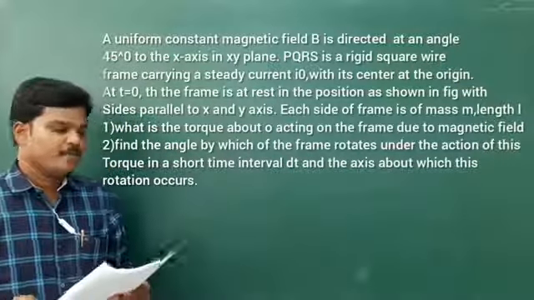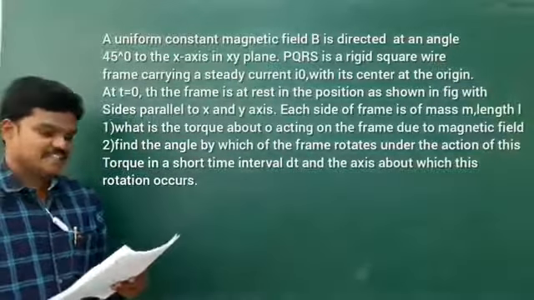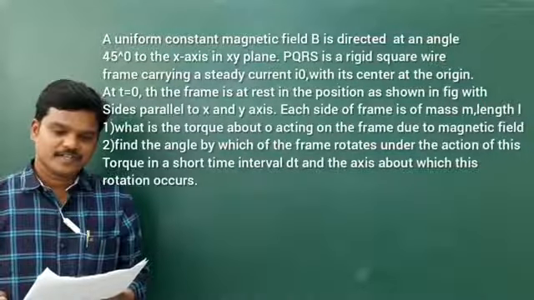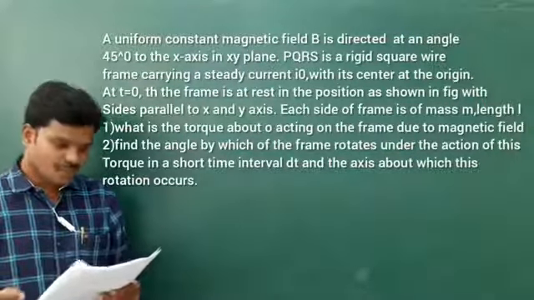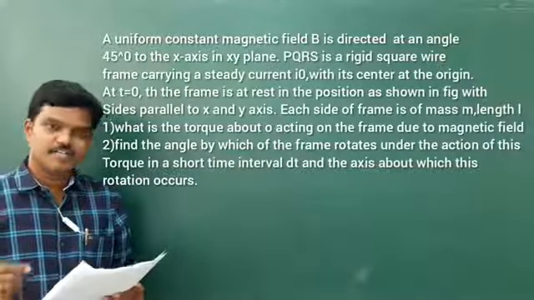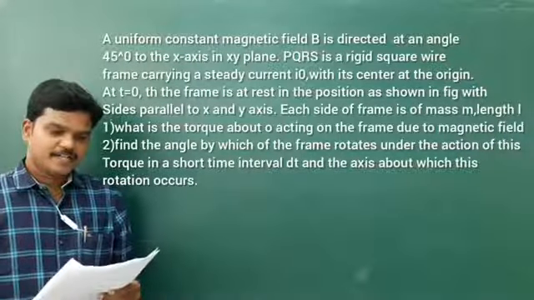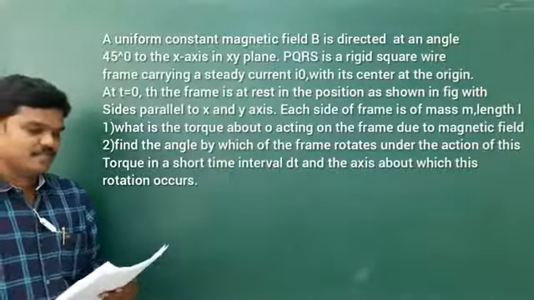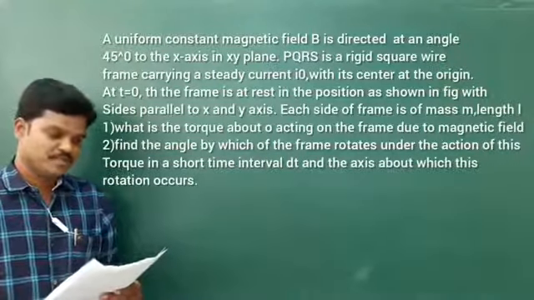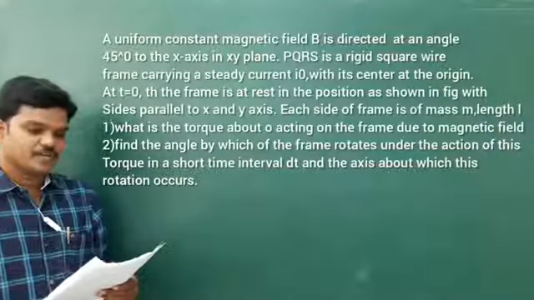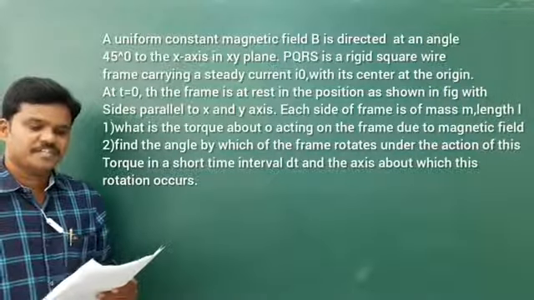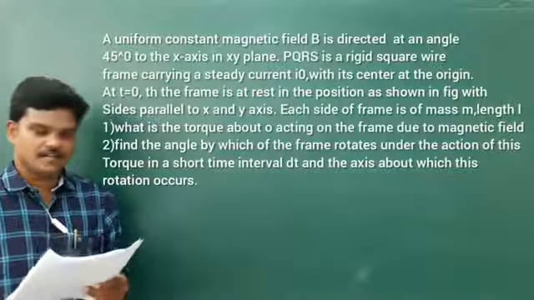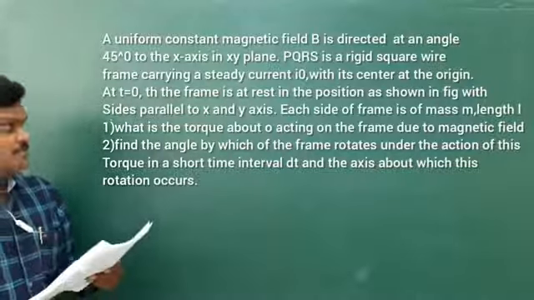xy plane, and PQRS is a rigid square wire frame carrying a steady current I0 with its center at the origin O. At t is equal to 0, the frame is at rest in the position as shown, with its side parallel to x and y axis. Each side of the frame is of mass m and length L. Okay, now question number 1.